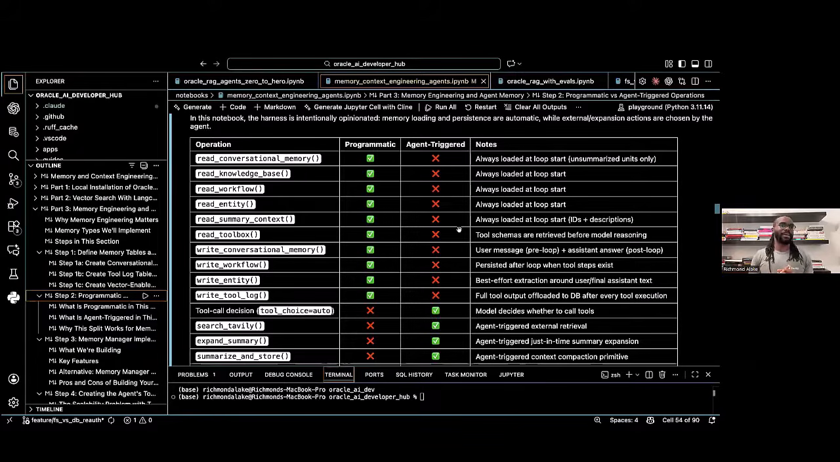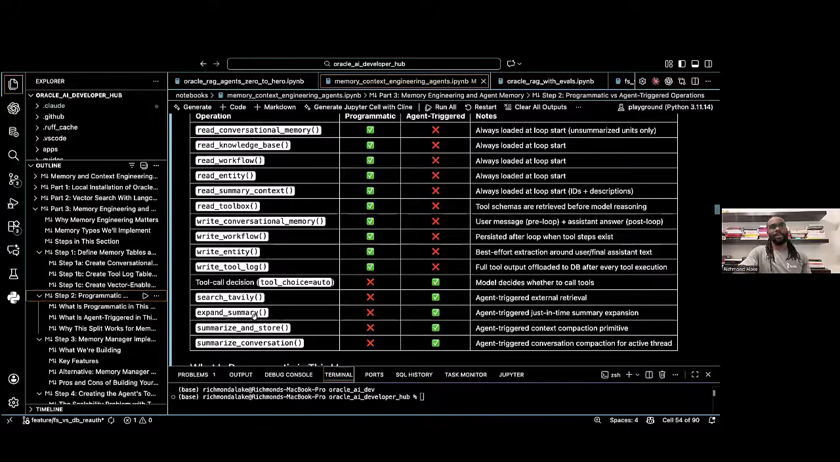Ideally, it's mostly design, in terms of how you want your agent to operate. For example, most of the read operations are programmatic. I do allow the agent to read from memory by using expand summary, and that can be agent triggered, because our agent is going to be able to summarize its own conversation by itself, but it's also going to be able to expand it when it needs to. You can think of it as like double clicking on a link. We're going to see what that means.